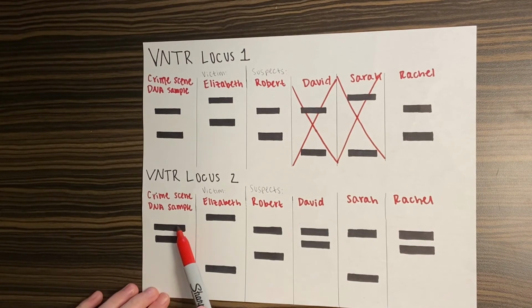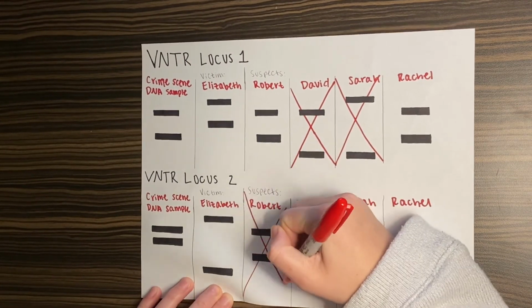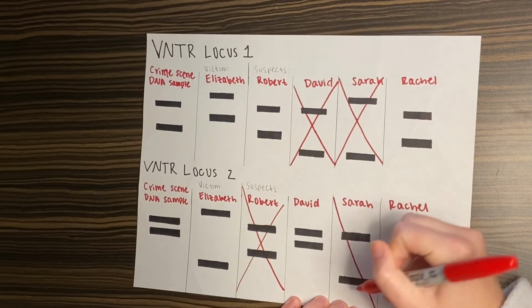For locus 2, we can see that the DNA at the crime scene has an allele at the 2nd and 3rd point, and so does David's and Rachel's. Robert and Sarah's DNA do not match up with the crime scene DNA, so they are no longer suspects.